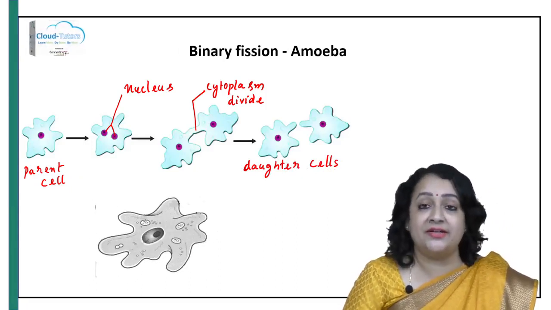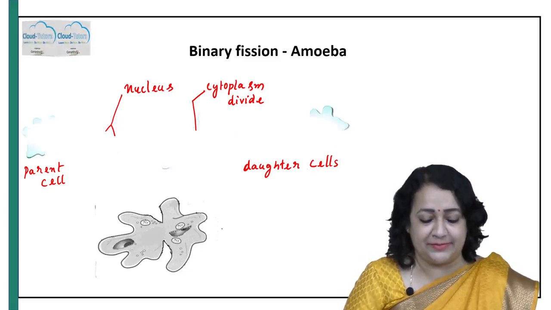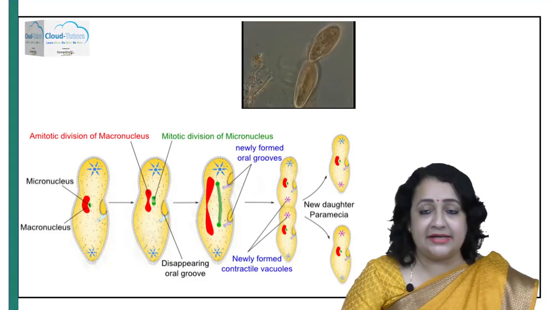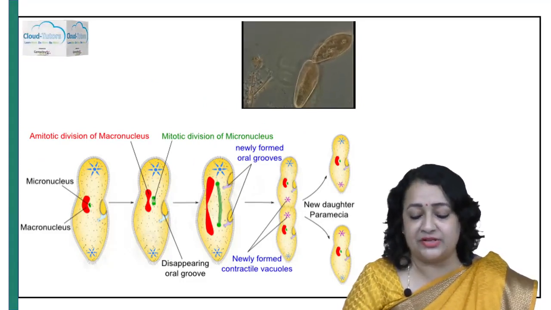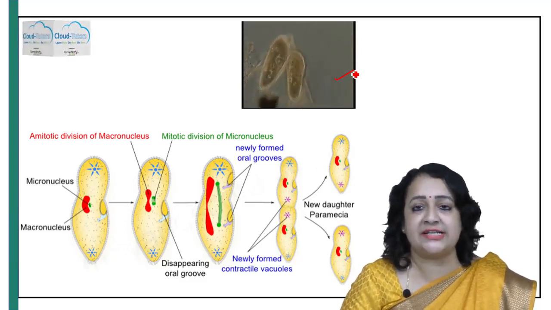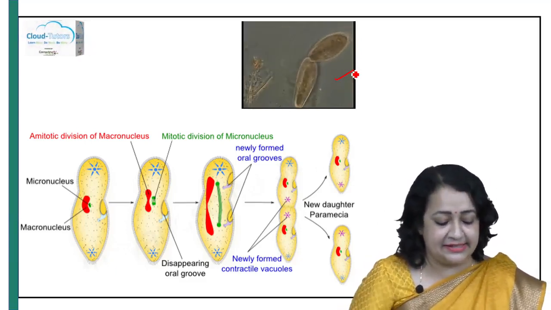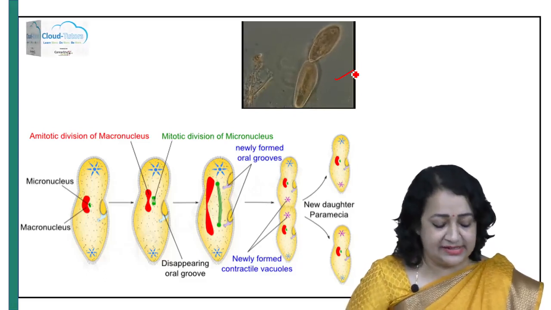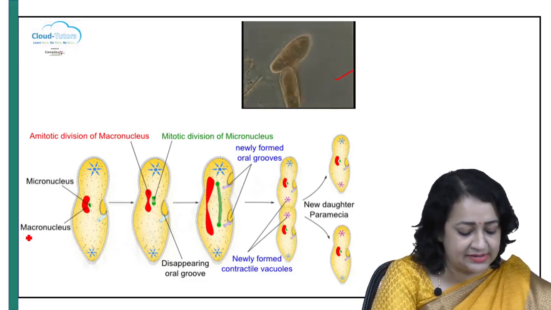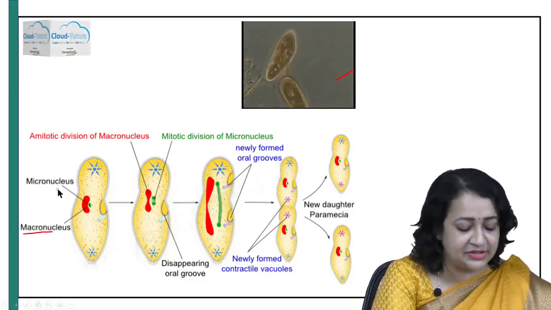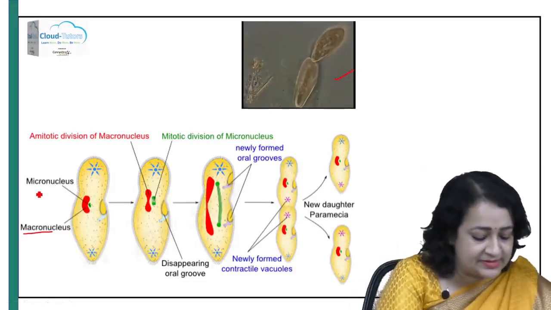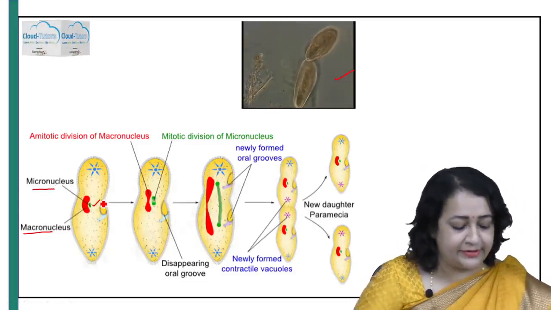So let's see which are the other modes of asexual reproduction. In the case of paramecium, you can see how the cell division is happening, how the fission is taking place. If you look in detail at the paramecium cell, the outer surface has many cilia, and the nucleus includes a macronucleus that is larger in size, and a micronucleus, the small one here.